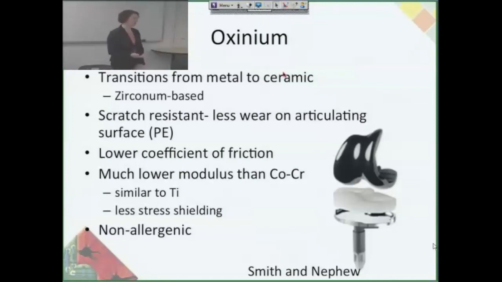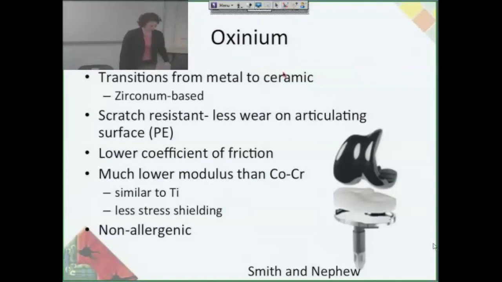And it has a much lower modulus than stainless steel or cobalt, so you have less stress shielding. Of course, since it's transitioning to metal, that's not really as much of a problem since it's only on the articulating surface anyway, so it's actually the metal that you want to talk about as having a better interface with bone.